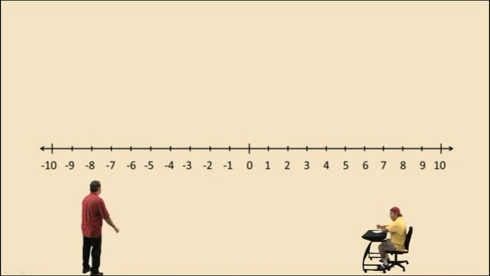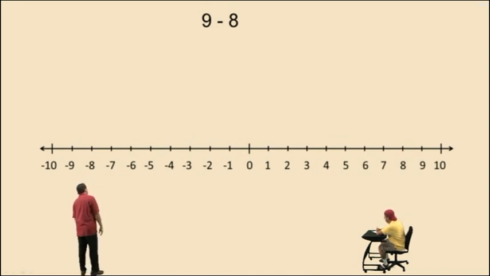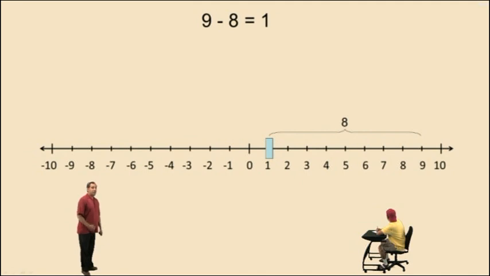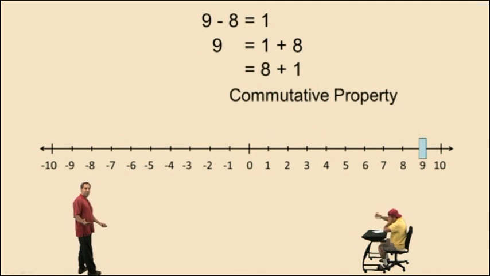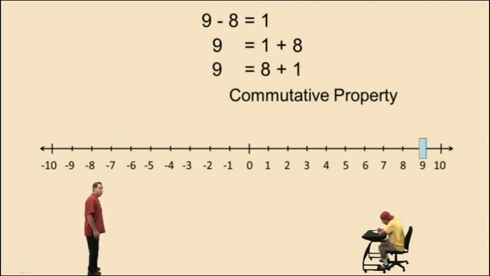Here's the number line. Let's start with a subtraction involving two positive numbers. Here we have 9 subtract 8. Now let's do this on a number line. 9 subtract 8 will give us 1. That means that 1 plus 8 has to equal 9. Now, by the commutative property for addition, 1 plus 8 has to be the same as 8 plus 1. They're both equal to 9.